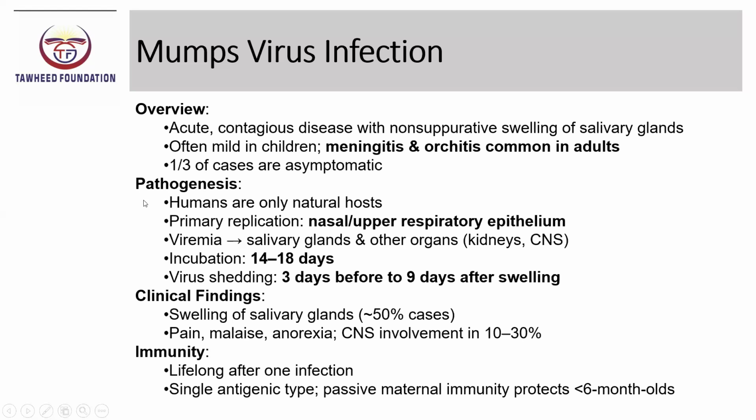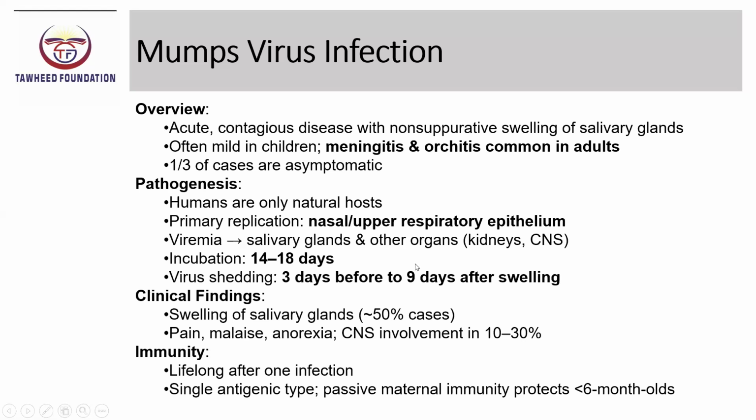Pathogenesis and pathology. Humans are the only natural host for mumps virus. Primary replication occurs in nasal or upper respiratory epithelium. Viremia then disseminates the virus to the salivary glands and other major organ systems. Involvement of the parotid gland is not an obligatory step in the infectious process. The incubation period is typically about 14 to 18 days.